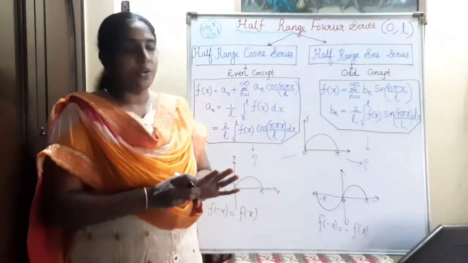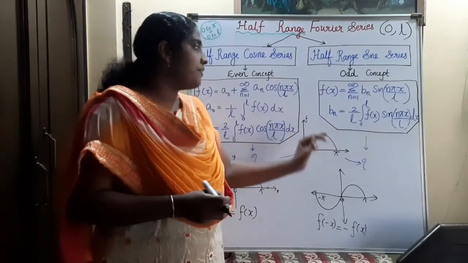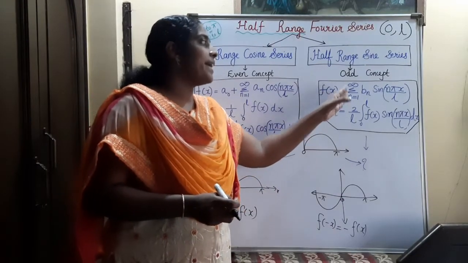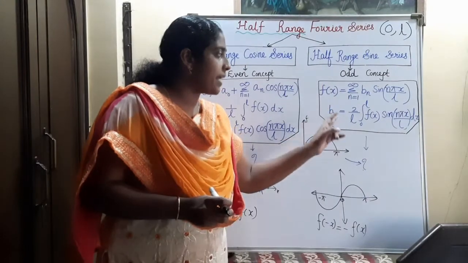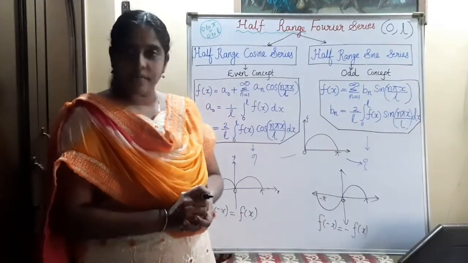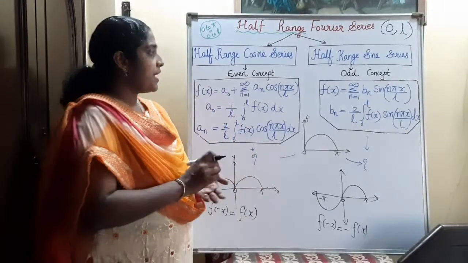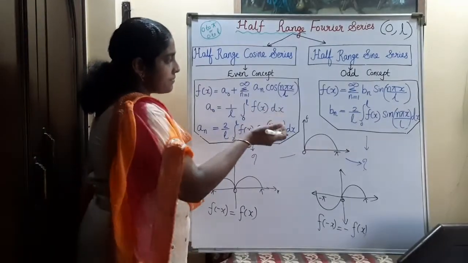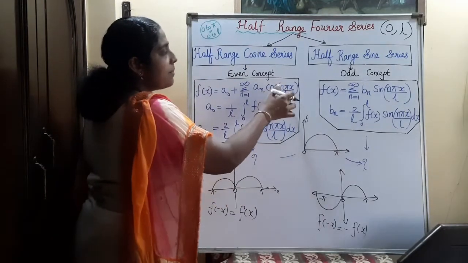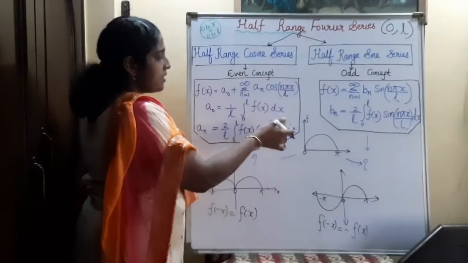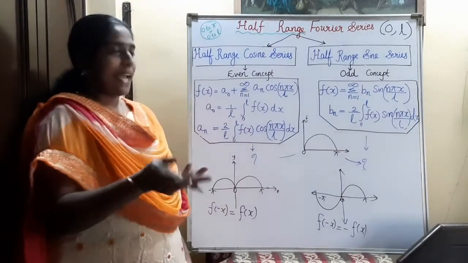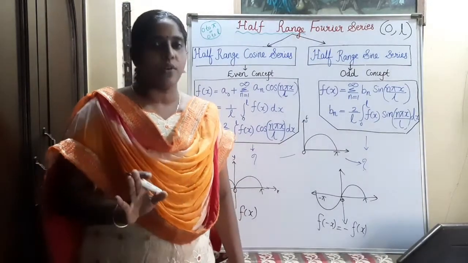That is, for the given function we write the Fourier series as f of x is equal to sigma n equal to 1 to infinity bn sin n pi x by L, and bn is equal to 2 by L integral 0 to L f of x sin n pi x by L dx, if we are giving the range 0 to L. Otherwise, if it is 0 to pi, L becomes pi, and we get cos nx and sin nx with limits 0 to pi. So we can write in terms of L or in terms of pi, it's okay.